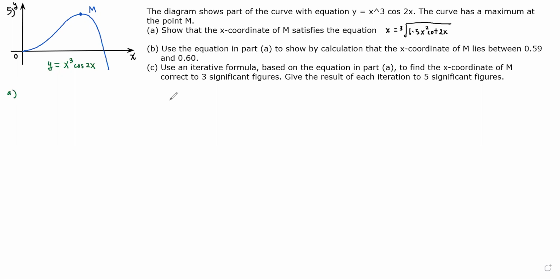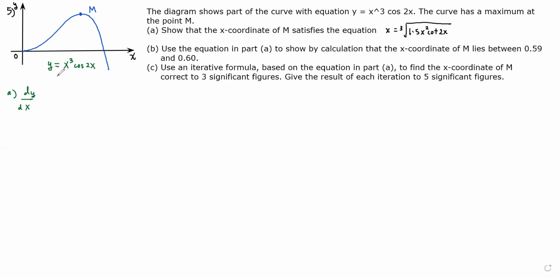For part A, show that the x-coordinate of M satisfies the equation x equals the cube root of 1.5x squared cot 2x. Since M is the maximum point, the critical number can be found by setting dy/dx to 0. The critical number is the x-coordinate of M. First, we need to find dy/dx.